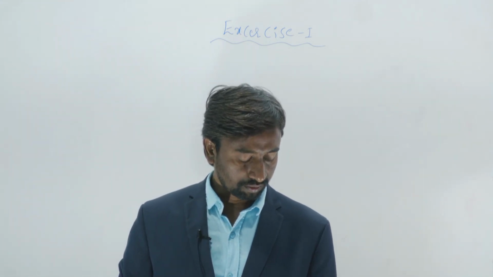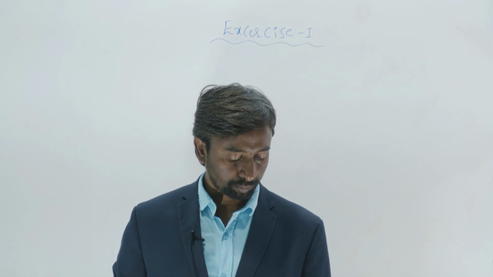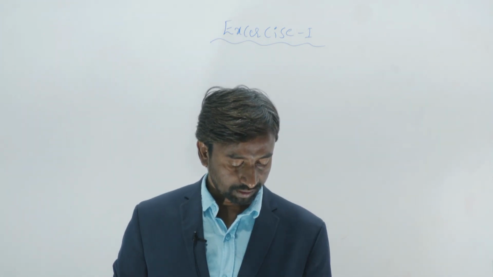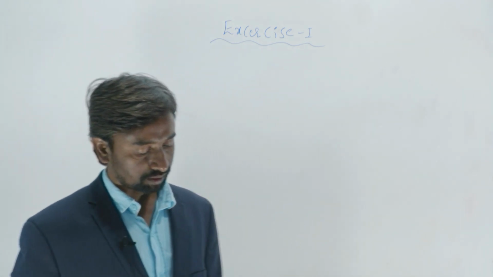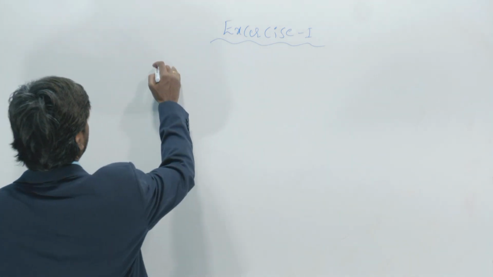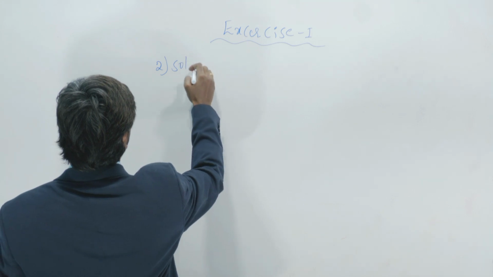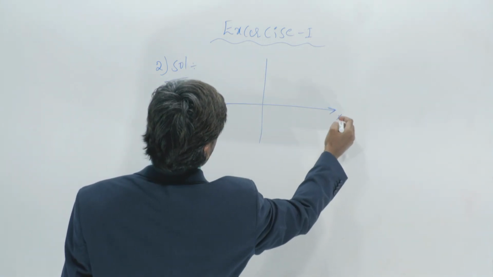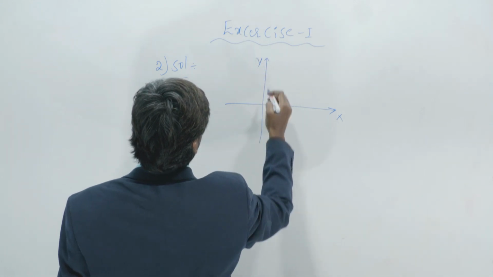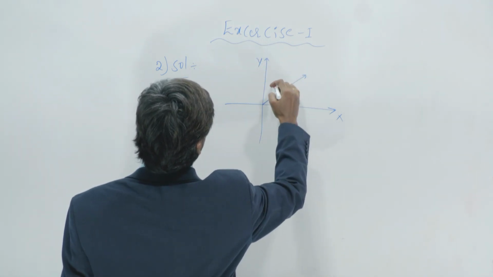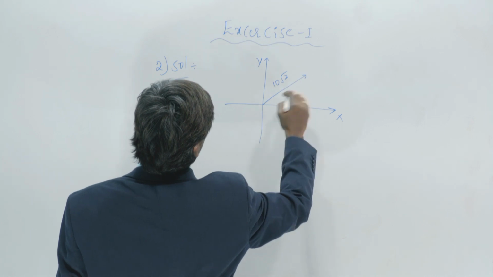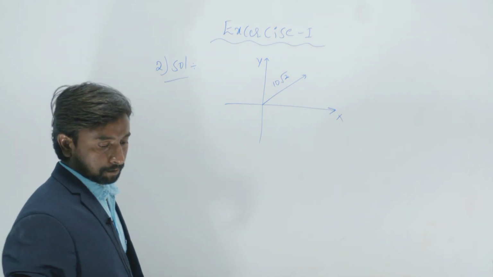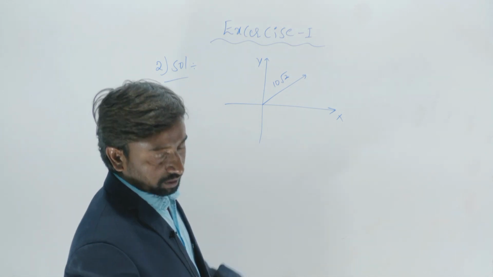A vector of 10 root 2 units in xy plane, that vector they are asking. So second solution. This is a Cartesian coordinate system, this is the x axis and this is the y axis. A vector is there, 10 root 2, in the xy plane. Then what is that vector?